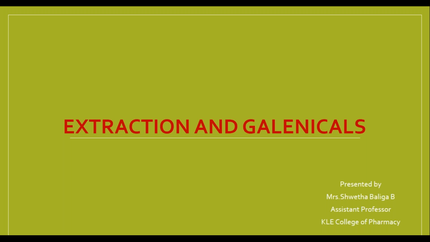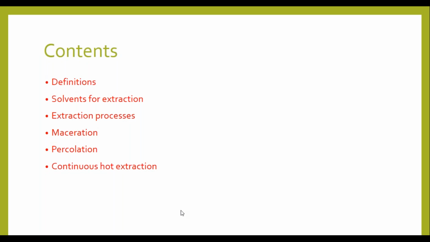Clear? So when it comes to extraction, extraction is a process of taking out, or extracting, we say. Taking out the active principle which would be present in a plant or animal tissue. Is it clear? So what is extraction? In this particular chapter, we are going to cover the definitions, the solvents which are used for extraction, and the different extraction processes.